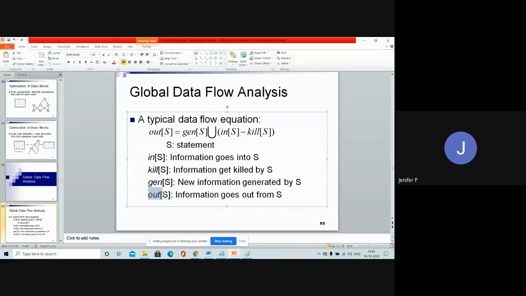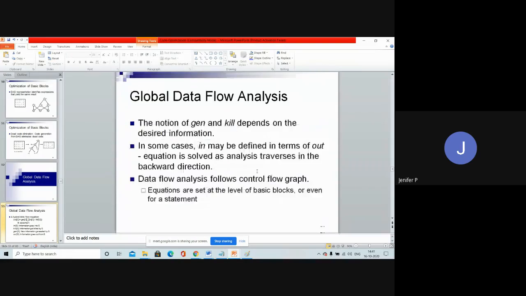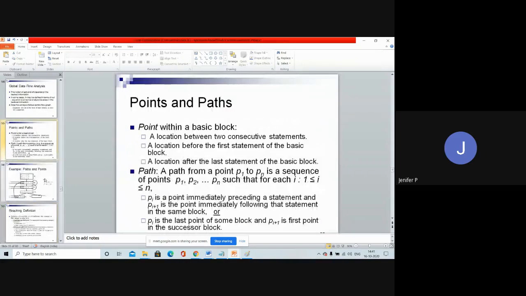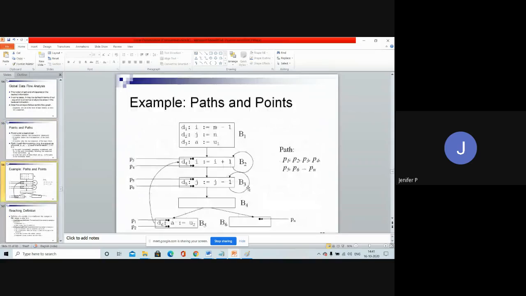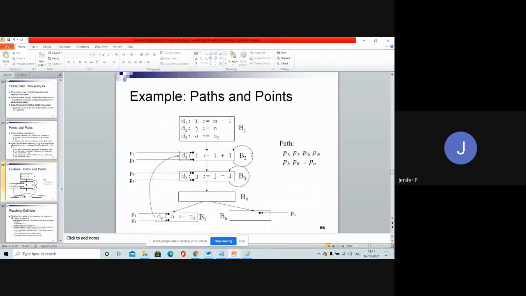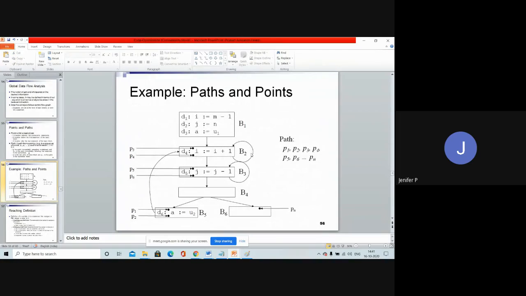And the last one, out of S, is the information you have at the end of the statement. That is the value obtained at the end of the statement. So with the help of these four data sets, they define this equation: out of S is equal to gen of S union in of S minus kill of S. Then for this, they define a graph called the control flow graph, a CFG. A control flow graph is where they divide the program into blocks.